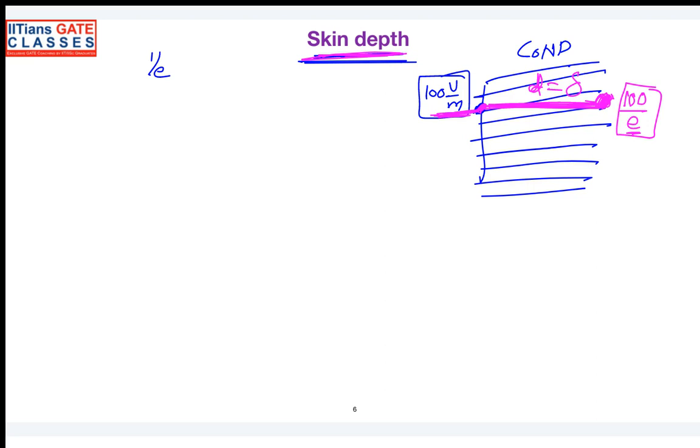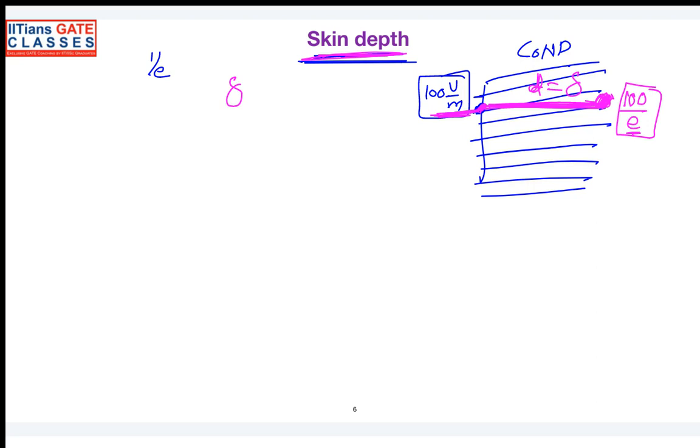Is it clear? You can reply. Is the concept of skin depth clear? Sir, how to read that symbol of the skin depth? It is basically said to be delta only. Okay, it is said to be delta only. Correct. Oh, okay, sir.